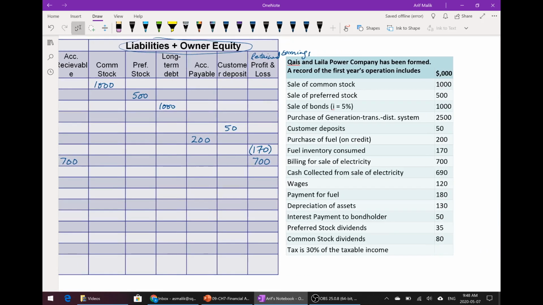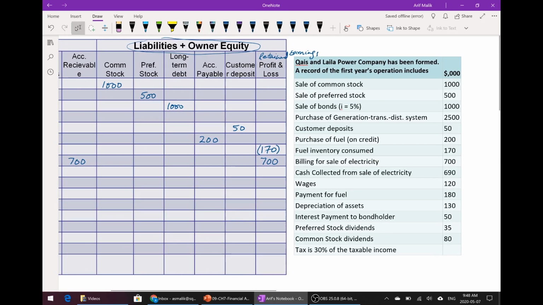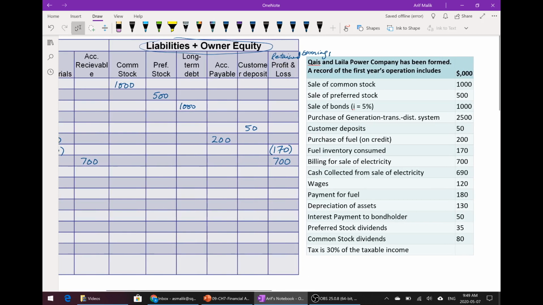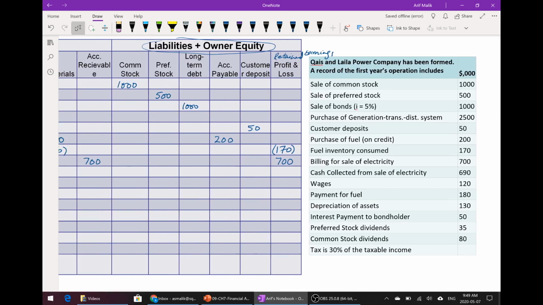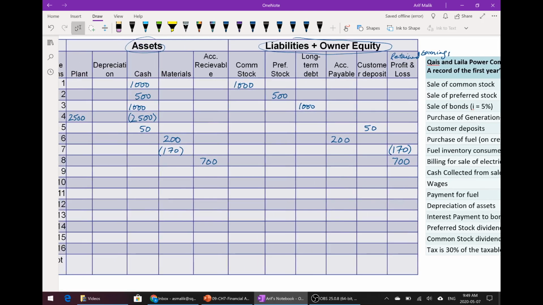The next item is cash collected from sale of electricity, which is 690. Now we sent the bill and we got the cash of 690. This means that the account receivable now will be reduced by 690 because we have got the cash, and of course at the same time we got the cash. So we reduce over here 690 negative, and we got cash 690. So far we are balancing it, it's going well.